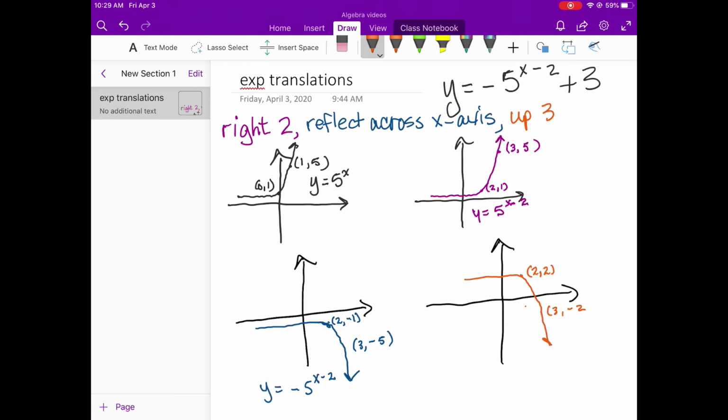All right, and up 3, the y value changes, the x value stays the same. So that's what up means. And we're done. There's our graph of y equals -5 to the x minus 2 plus 3.